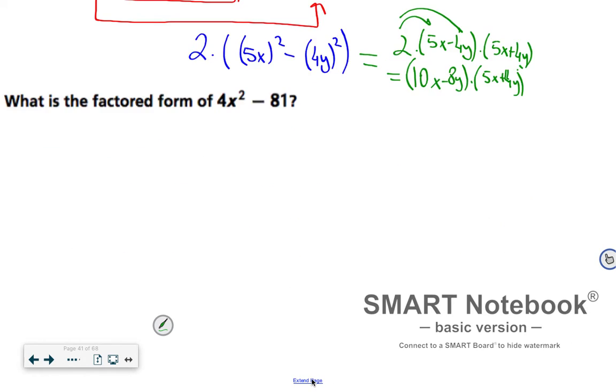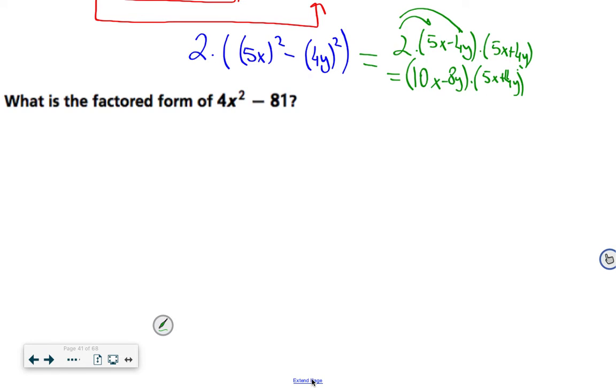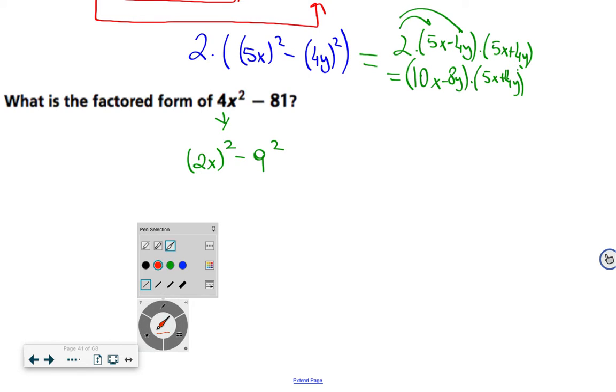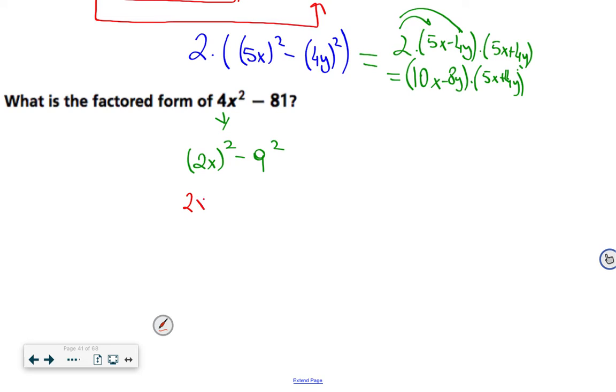The last one, 4x squared minus 81. Remember that, ladies and gentlemen, 4x squared can be written as 2x squared. Negative 81 can be written as 9 squared. This is also a difference of two squares. Then you can factorize 2x minus 9 times 2x plus 9. And this is your answer.